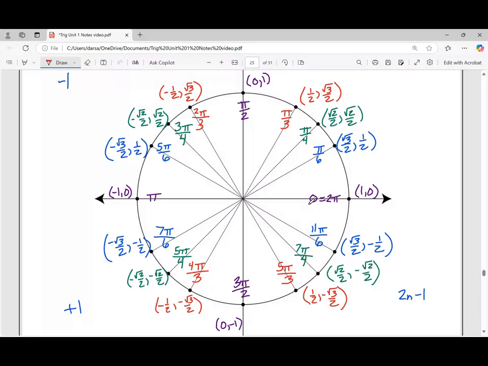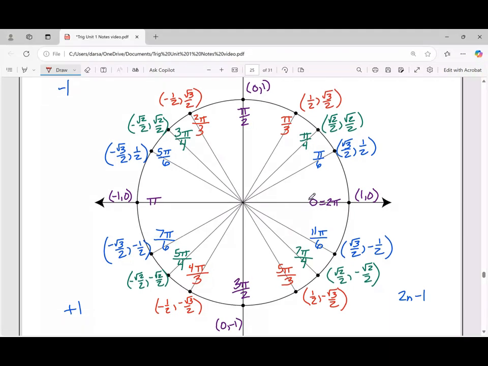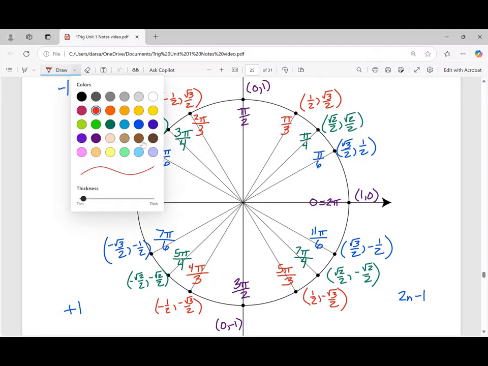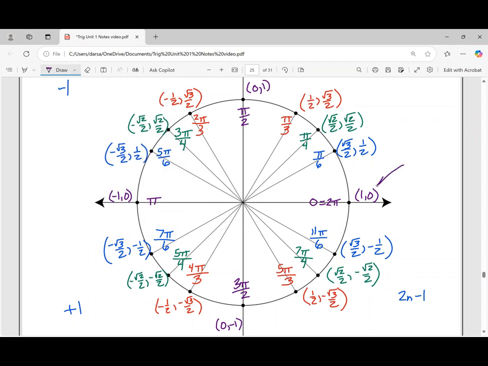Here are some tips and tricks on how to put the XY coordinate points onto the unit circle and how to do that very quickly. I would start with the X and Y coordinate points that are on the X and Y axis. So I would begin by looking at these points right here. Notice that the unit circle is a radius of 1.